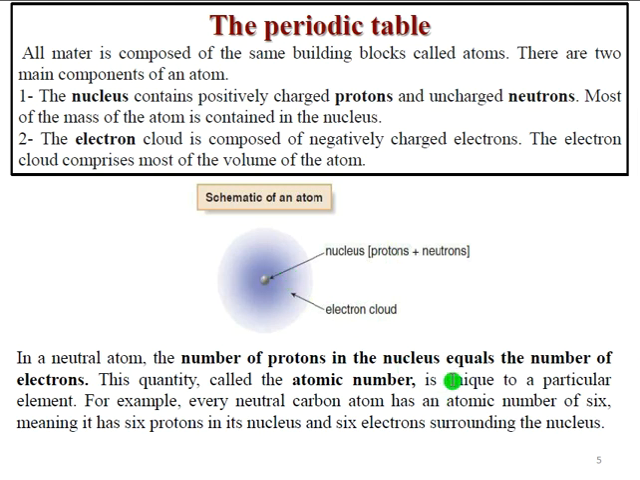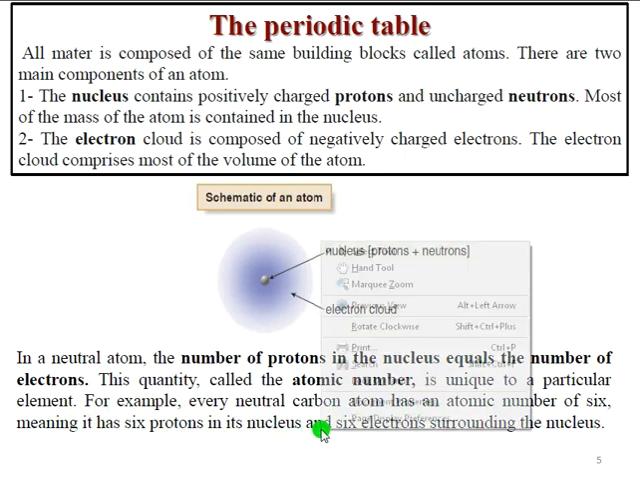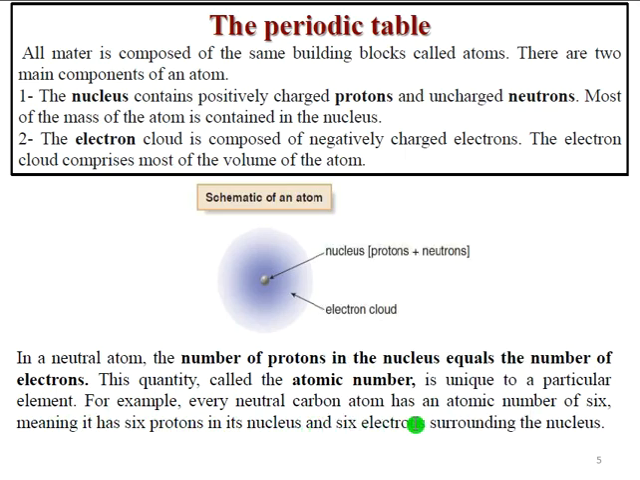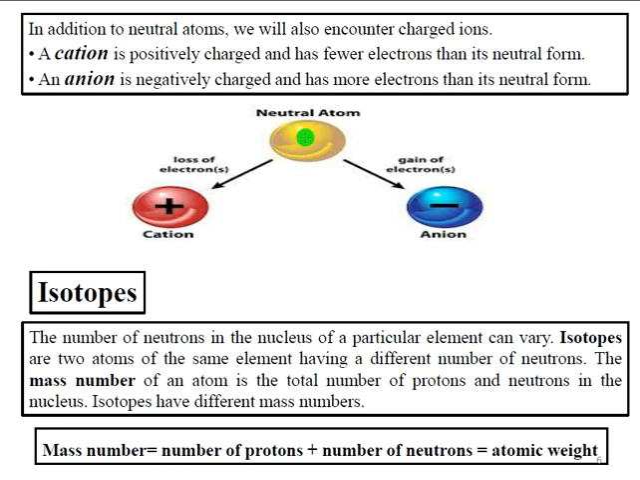Okay, this is unequal to the particular elements. For example, a neutral carbon atom has an atomic number of 6, meaning it has 6 protons in its nucleus and 6 electrons surrounding the nucleus. Then we said we have neutral atoms, and we have 2 other different cases.